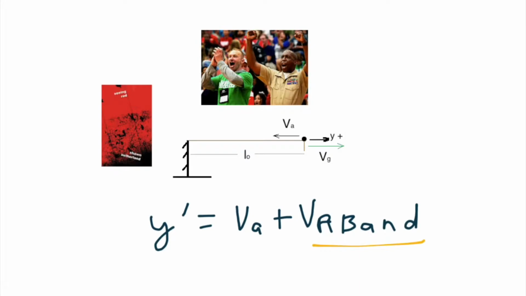And here I've given a more stripped down representation. I just have the ant as a dot with velocity VA going to the left. That's the ant's running speed, which is of course constant. The goblin is still going to the right with velocity VG, and L naught is the initial length of the rubber band. Also, I have y positive going to the right. This just makes more sense. It's a little bit more logical.